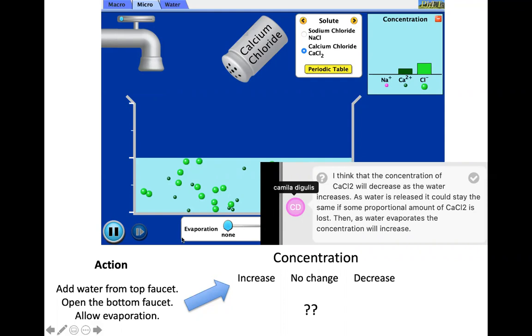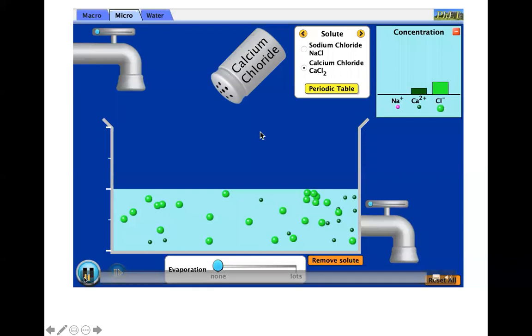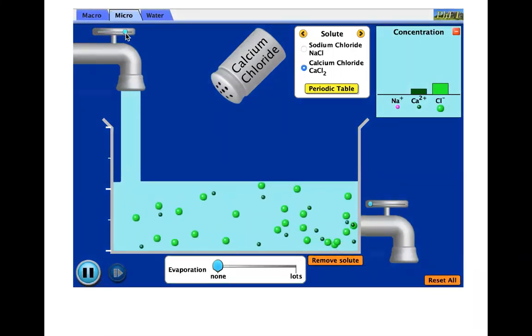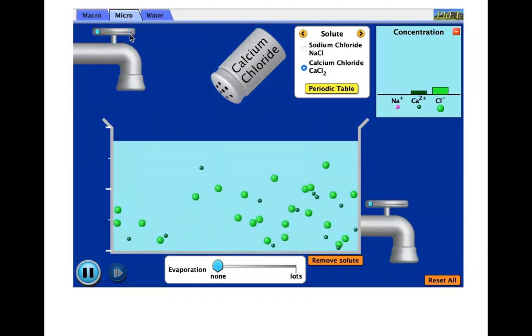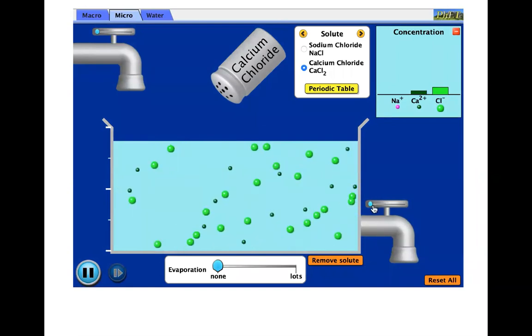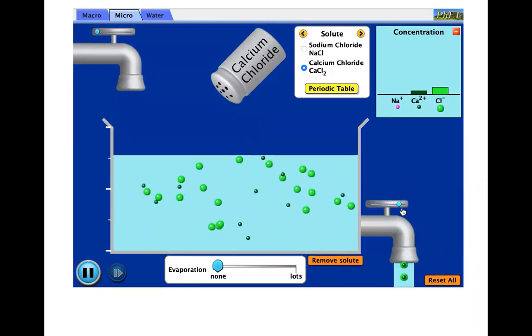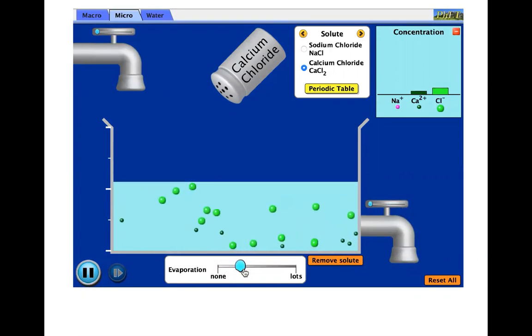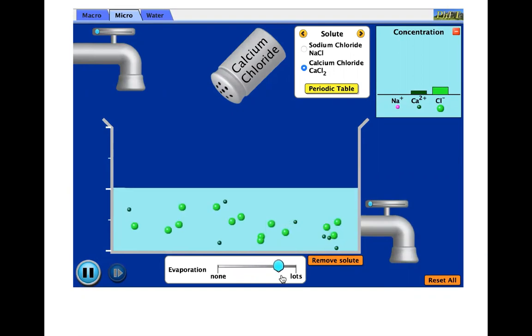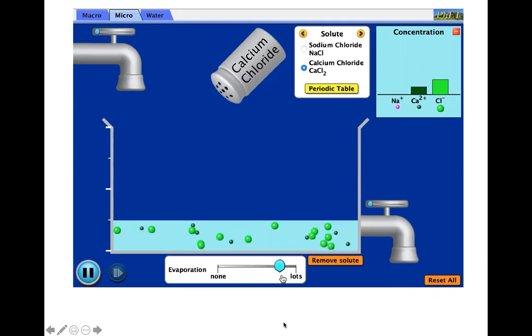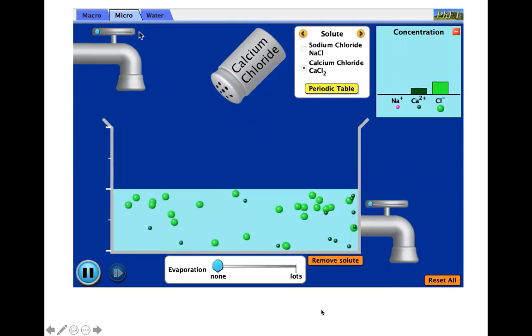Really nice analysis. People are doing a great job with that. And I like the way that within the sim, we could explore that as well. Adding more water, the concentration goes down because we're increasing the solvent. Opening up the spigot, they leave in the same proportions, so the concentration didn't change. And then with evaporation, concentration increases because we're losing the solvent, the H2O. Really good predictions, and then checking things out within that.